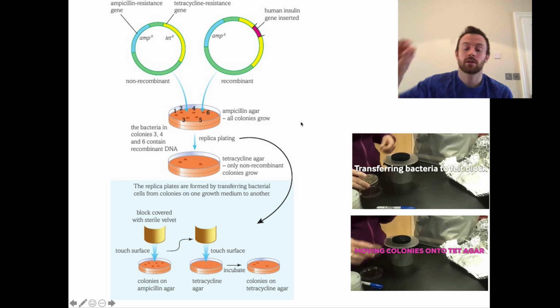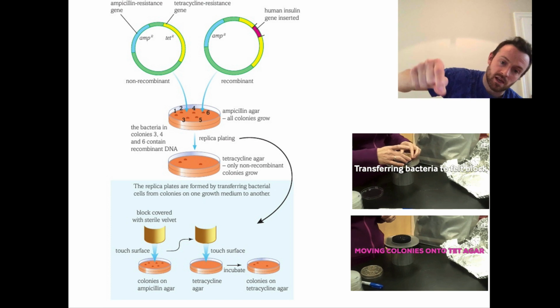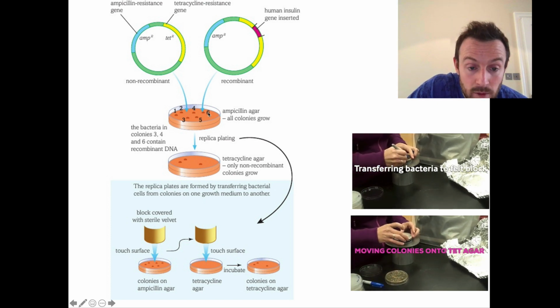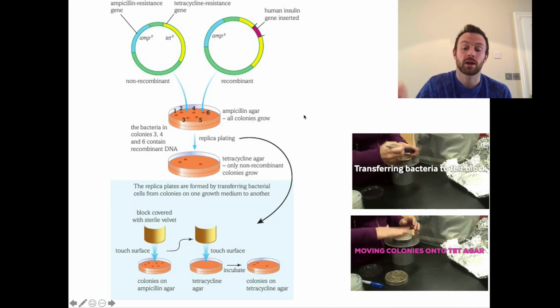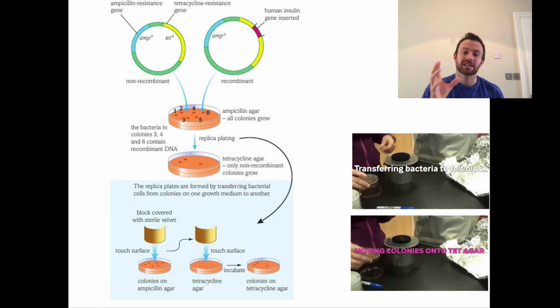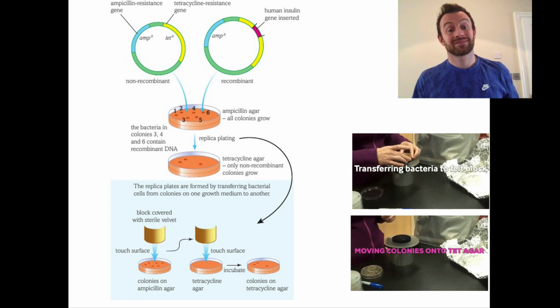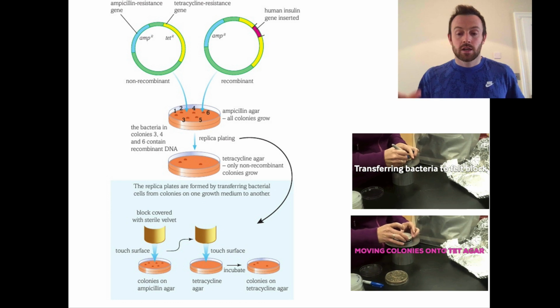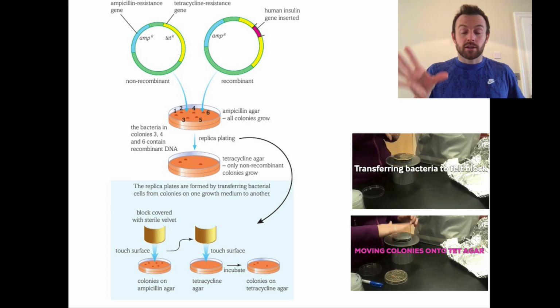So now we go in and we take a little loop and we take out, let's say, colony 6 there. We pick it up and we drop it into a tank for that bacteria to grow. We know that that bacteria has taken up a recombinant plasmid. So that is called using antibiotic resistance to select the recombinant bacteria.